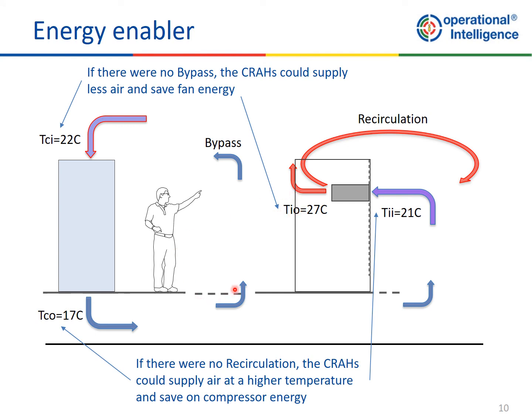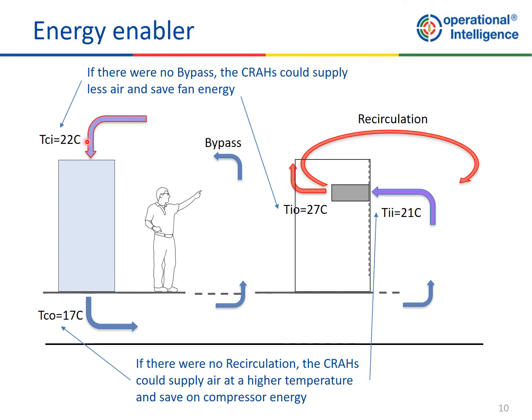If I didn't have any bypass, that temperature going back to my CRA unit would be 27 degrees. So this difference of 5 degrees is telling me that I've actually got quite a lot of bypass here. And this is quite common in data centers. 1 degree of depression there, probably good. 10 degrees, very bad. 5 degrees, well, there's work you can do with it.